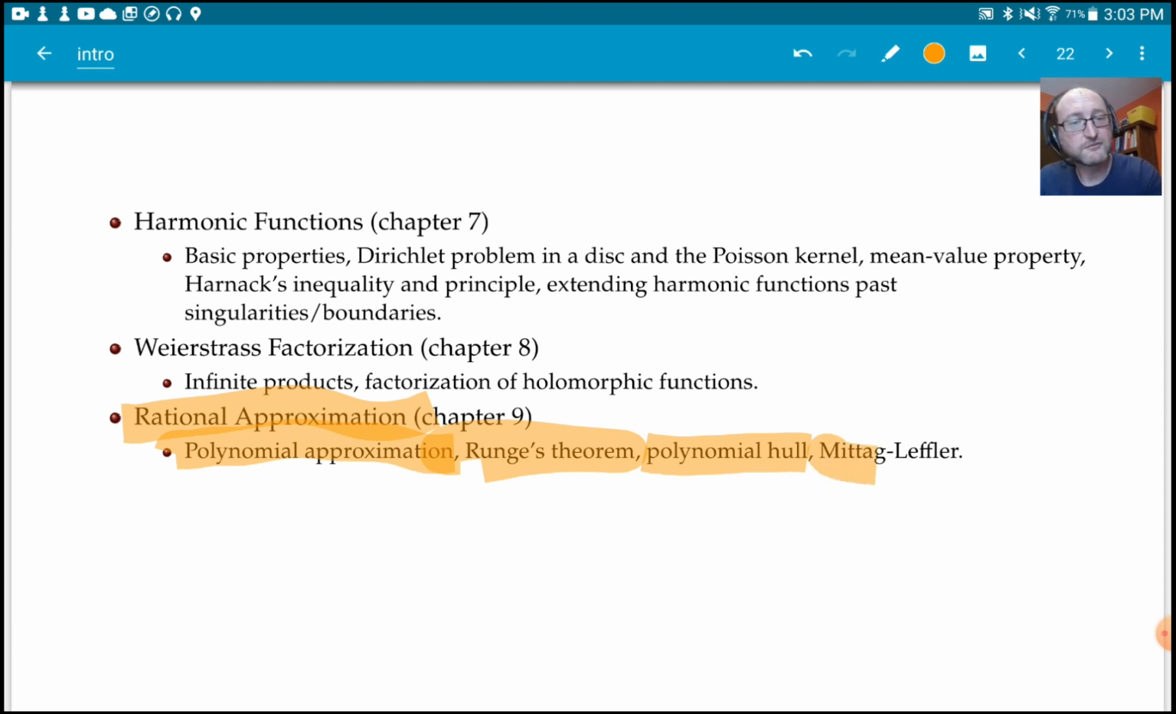You can also get to Mittag-Leffler, which really gives us a way of constructing functions which have certain specific singularities. To make that work, we actually use an application of Runge's theorem of approximation by rational functions, where you have some control over where the singularities are.